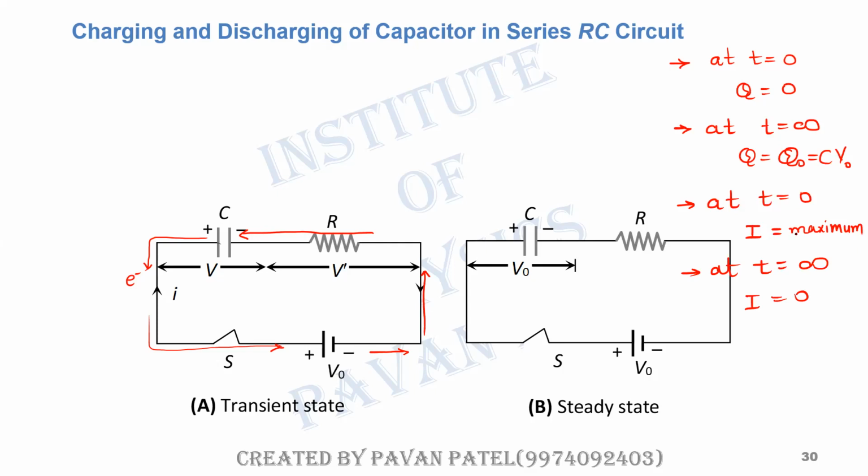At t equals 0, current will be maximum, and at t equals infinite, current will be 0, because once the capacitor is charged, no current will pass through the circuit. So I equals maximum. And what is the maximum value of I? I maximum is equal to V0 divided by R. That's the maximum current.